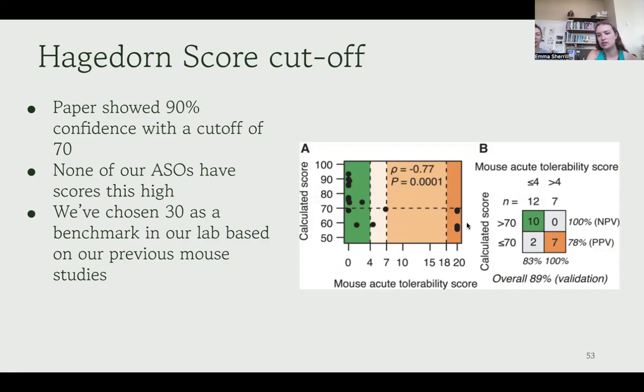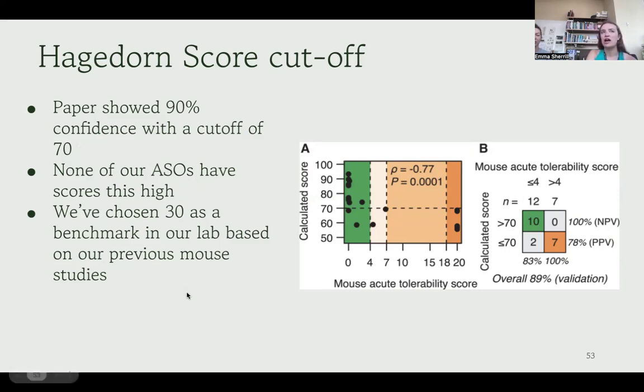And you can see that there's a pretty strong correlation between their predicted score and how well an ASO performed in mice. They showed that with a cutoff of 70, they had about 90% confidence that if an ASO scored below 70, it's predicted to be toxic. If an ASO scored above 70, then it's predicted to be hopefully safe. Unfortunately, none of the ASOs that we've designed have reached this cutoff of 70. They tend to be a bit lower.